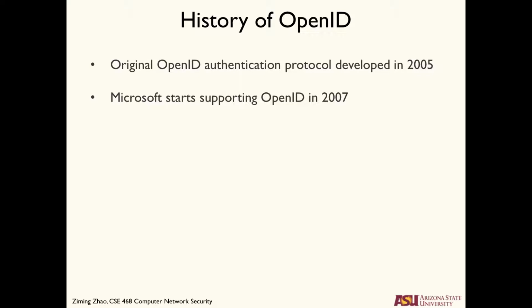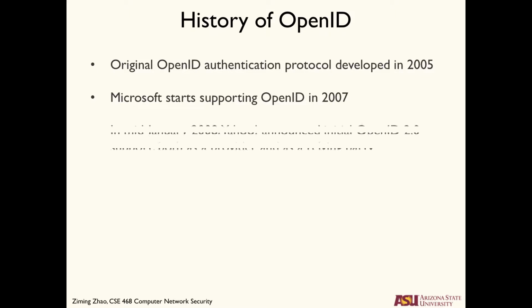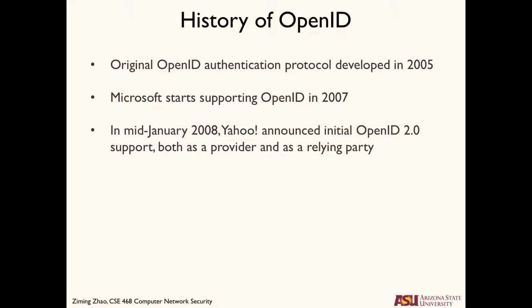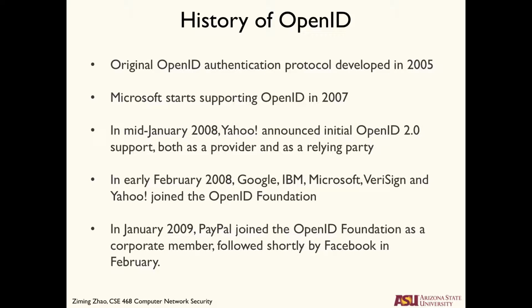So this was proposed in 2005, and in 2007, Microsoft started supporting it. Everything looks very good. And in 2008, Yahoo also announced that they were going to support the second version of OpenID, both as a provider and a relying party. And in late 2008 and 2009, Google, IBM, Microsoft, VeriSign, Yahoo joined the OpenID Foundation. And later PayPal and Facebook also joined that foundation. Looks like it's going somewhere.